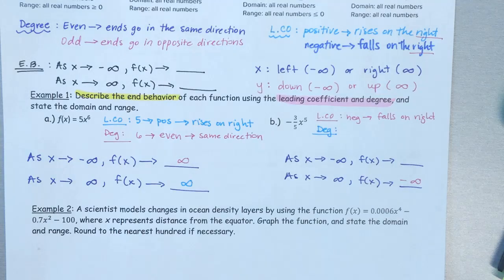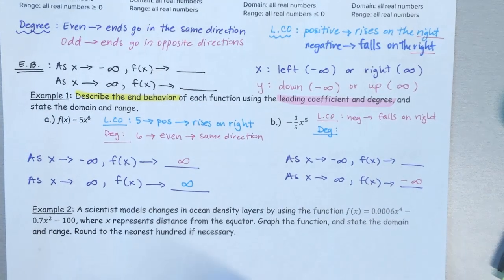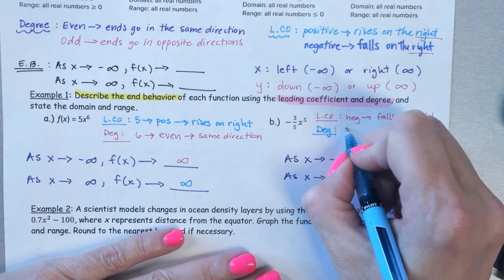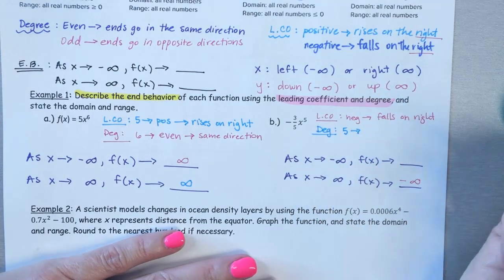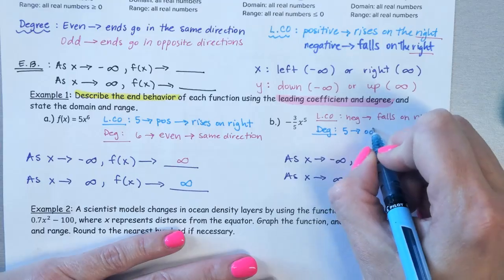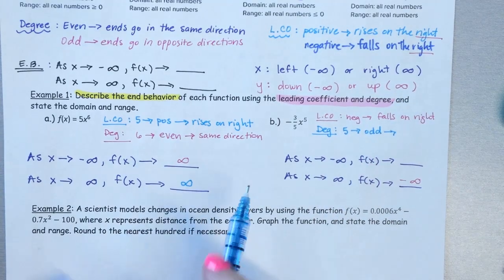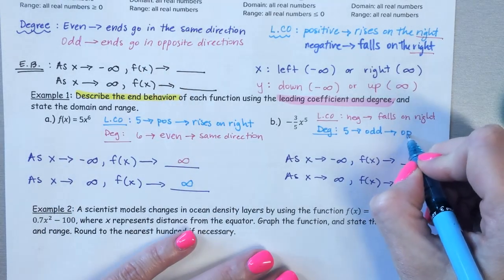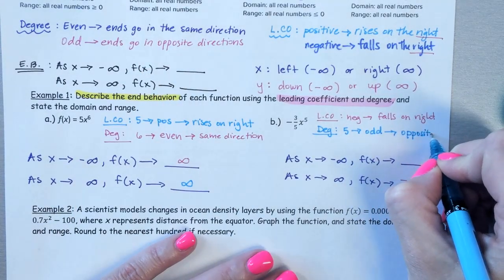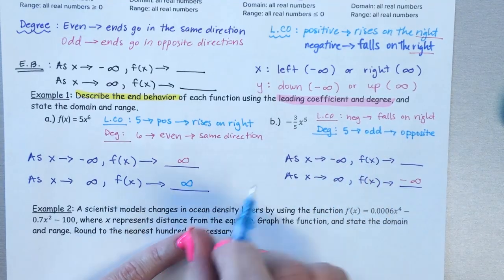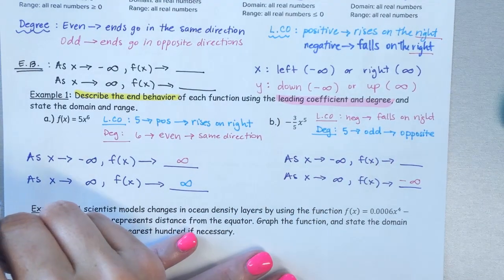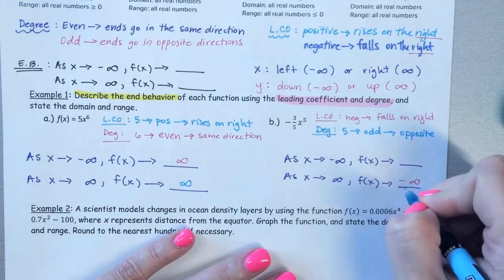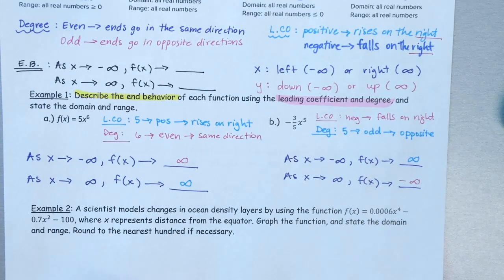Okay, and then Charlotte, what's the degree for part B? 5. Okay, so then you determine if it's even or odd. 5 is an odd number. And then remember what we wrote down up here. If it's odd, the ends go in opposite directions. That's actually how I remember it: odd, opposite, they fit together. And then if you go down here, this is going to be up. So you can always fill in that one first.